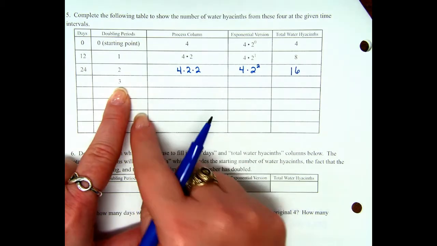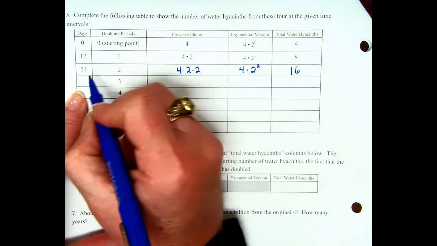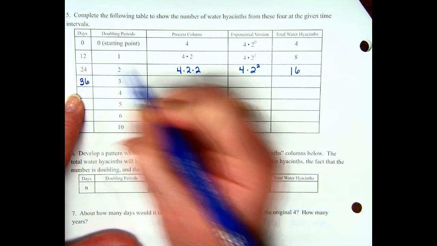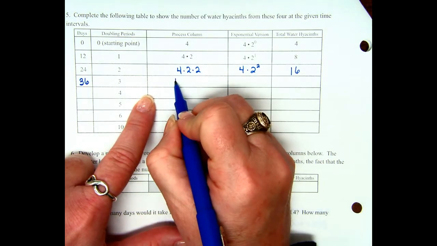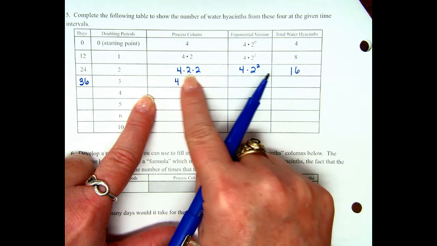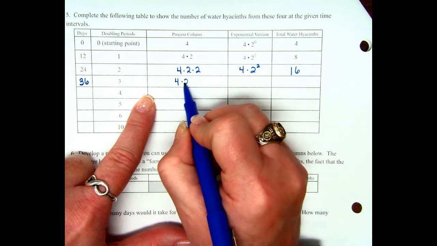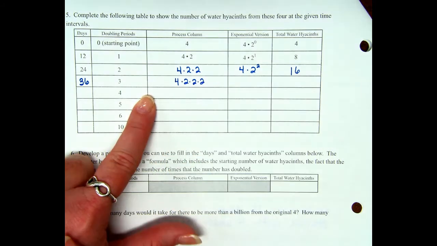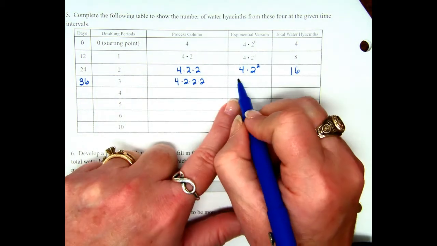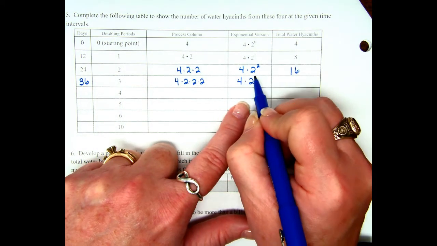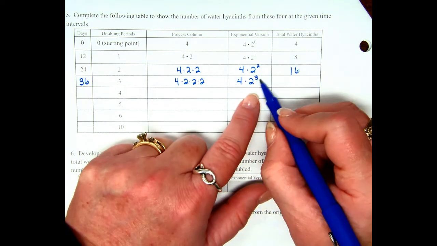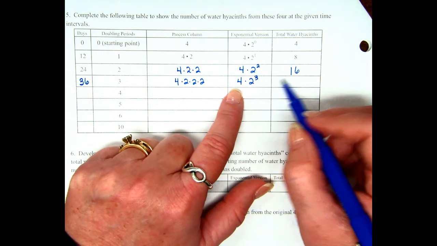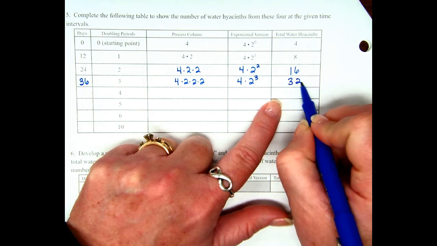After 3 doubling periods, how many days is that? 36. Good. What's my process column going to look like here? Yeah, it's going to look like the one right before it, and then doubled again. So that's going to be 4 times 2 to the 3rd power. 2 to the 3rd power is 8. 8 times 4? 32.